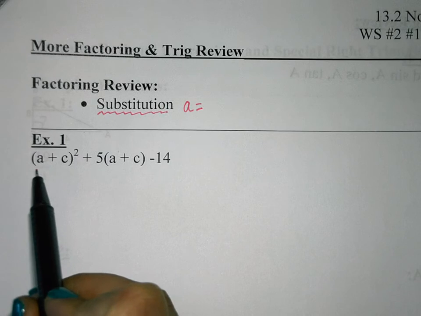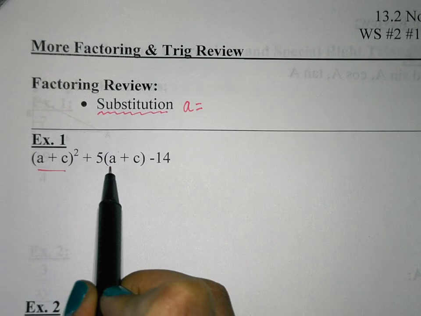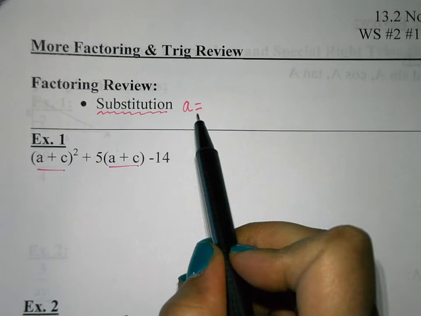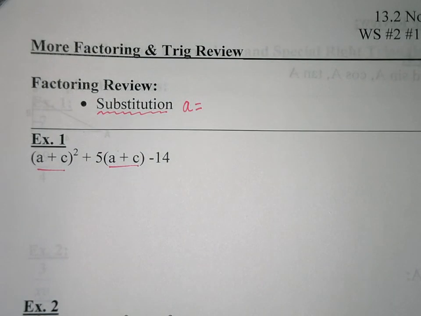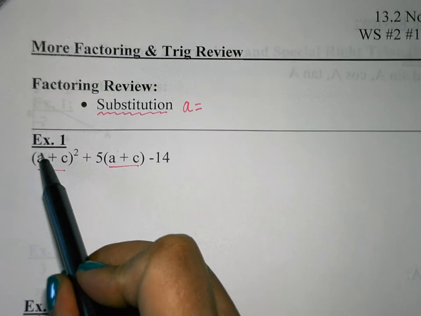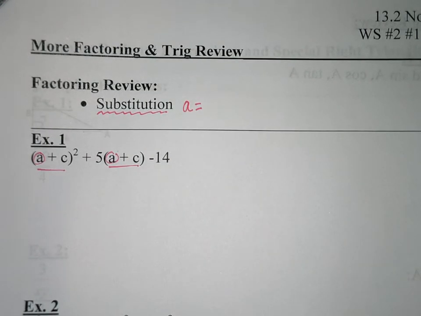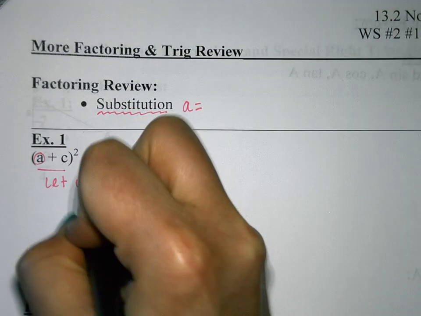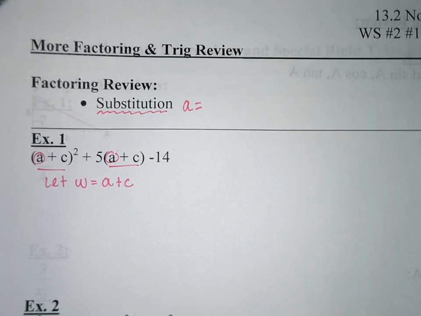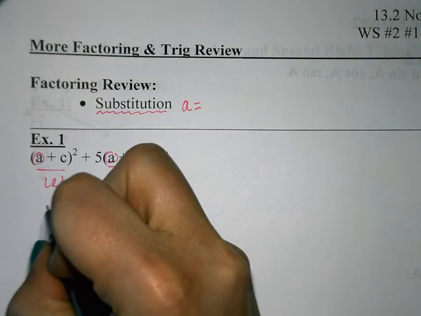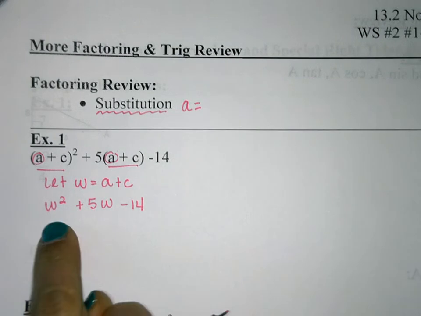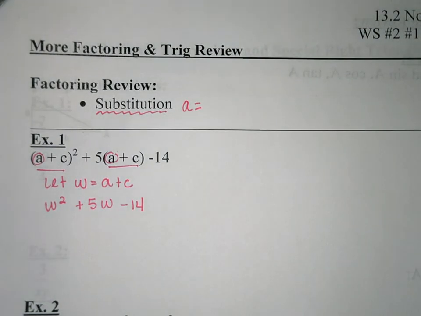In example 1, I have (a + c) squared plus 5 times (a + c) minus 14. Normally, when we were factoring with substitution, we would let a equal our quantity, but because a is inside the quantity that I'm already looking for, let's choose a different variable. So I'm going to say let w equal a plus c, and then let's substitute w in for everywhere that we see a plus c. So that's going to be w squared plus 5w minus 14. Now this looks a lot easier and nicer for us to factor.